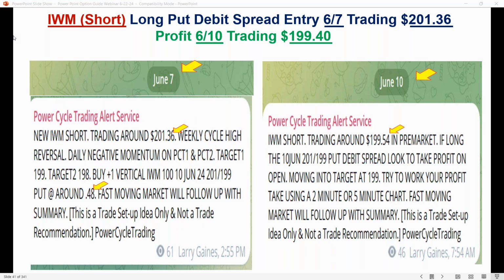So here's one that we did not too long back, and this was a short trade that we set up on the Russell 2000. We set this up on the 7th of June. This was like a Friday going into the weekend. The markets looked like they were going to take a dip down. So we wanted to keep the risk super low.